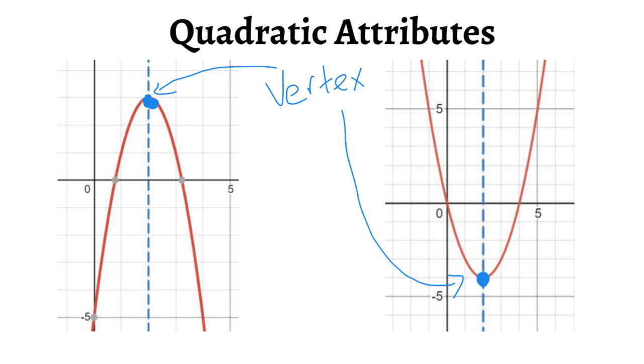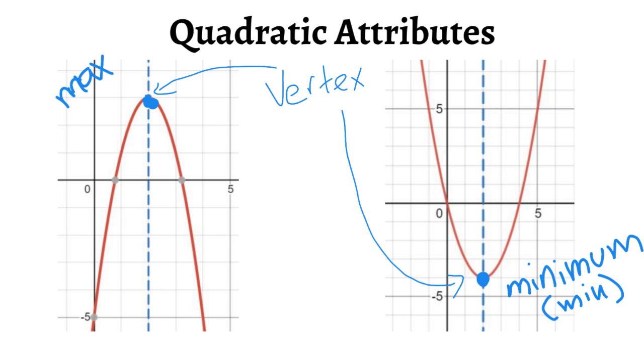Another word for lowest point and highest point would be a maximum or a minimum. So if we have the lowest point in the graph, as we see on the right side, we call this a minimum. Or in shorthand, we can call this the minimum value, because it's the smallest value of the graph. Or if it's upside down, then we call that point the highest point in the graph, or the maximum, also known as the max. So the vertex could be a minimum value or a maximum value, but that is where the graph changes directions.